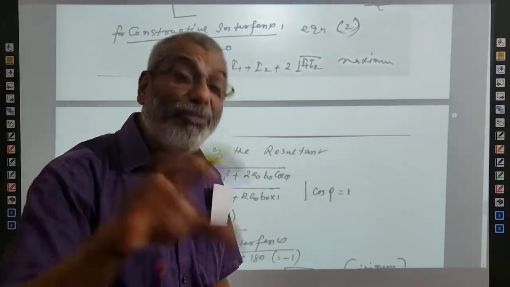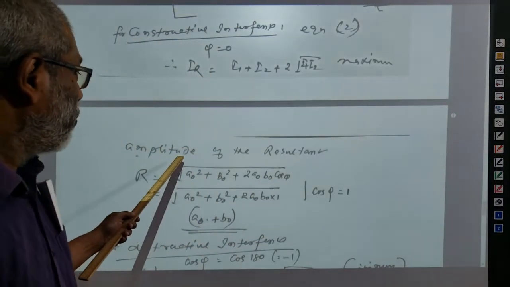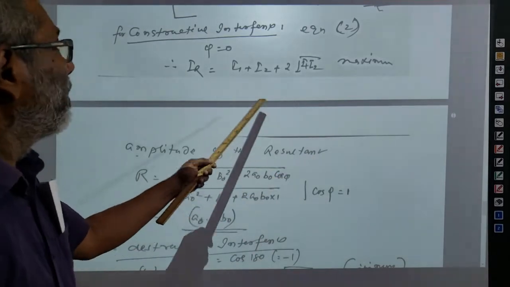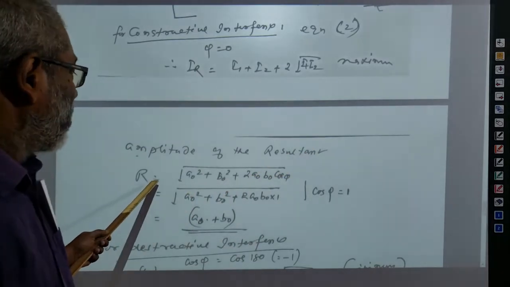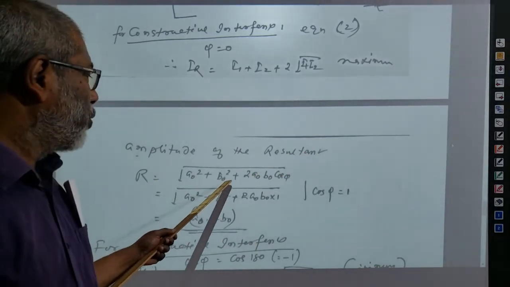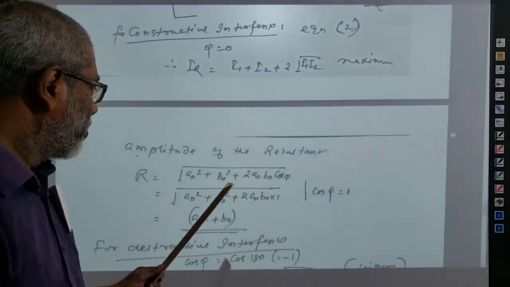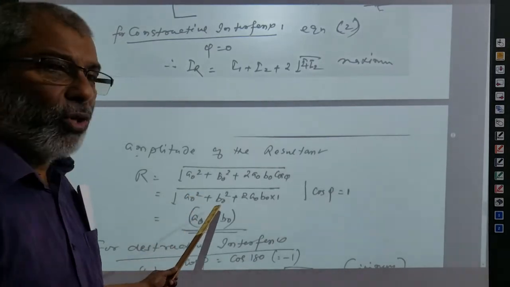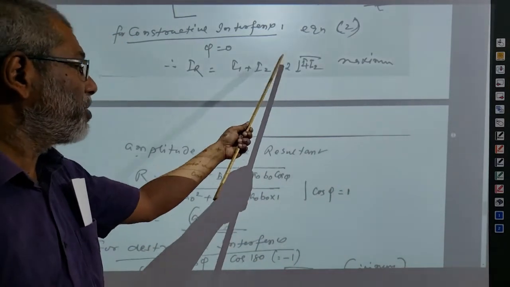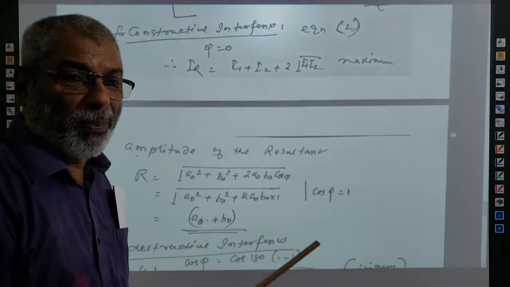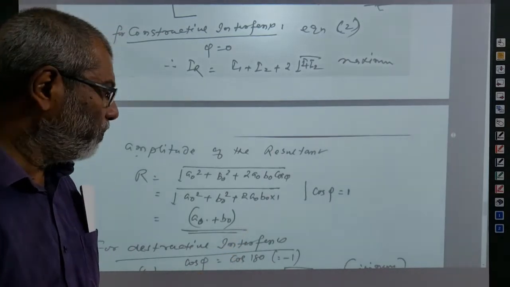When the two waves have different intensities, that means they have different amplitudes. So what is the amplitude of the resultant in this case? The general expression for resultant amplitude, everybody knows, is root of A0 square plus B0 square plus 2A0 B0 cos phi. If cos phi is equal to 1, the resultant amplitude is equal to root of A0 square plus B0 square plus 2A0 B0 into 1, because cos phi is equal to 1. This is intensity and this is amplitude when the maxima take place. Hence R is equal to A0 plus B0.